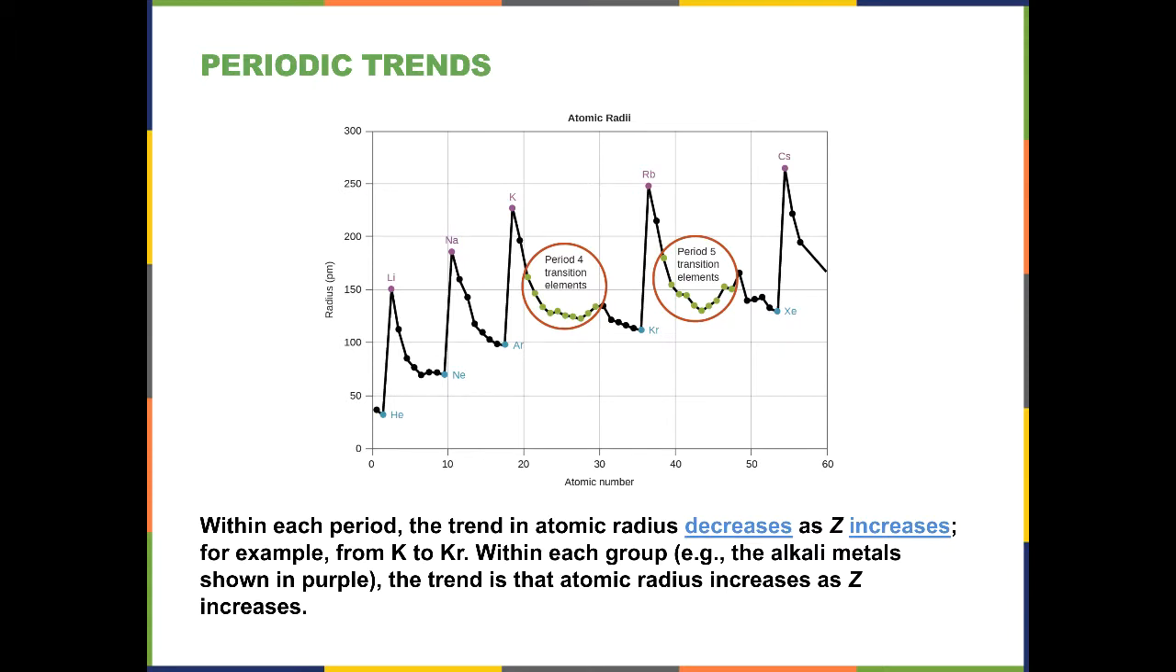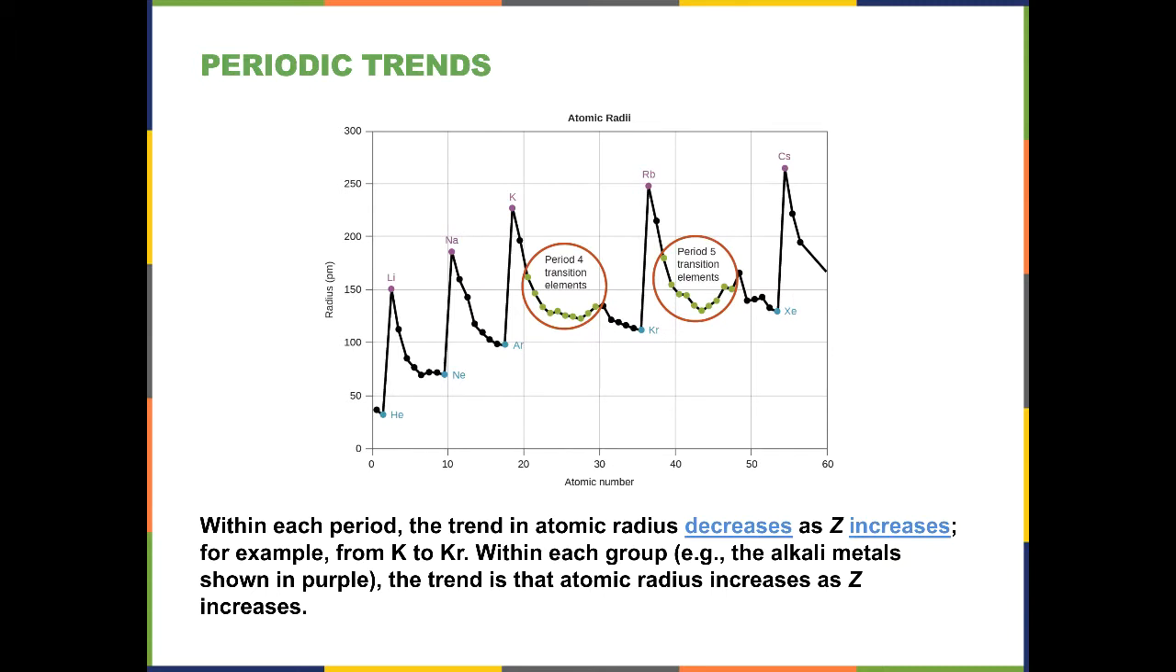This actually shows again what happens with the atomic radius. Within each period, that's from left to right on a horizontal row, the trend of the atomic radius decreases as Z, the atomic number, increases. For example, from K to Kr, which is shown with, it says period 4 transition elements with a circle, from K to Kr, there's a trend of decreasing, okay?